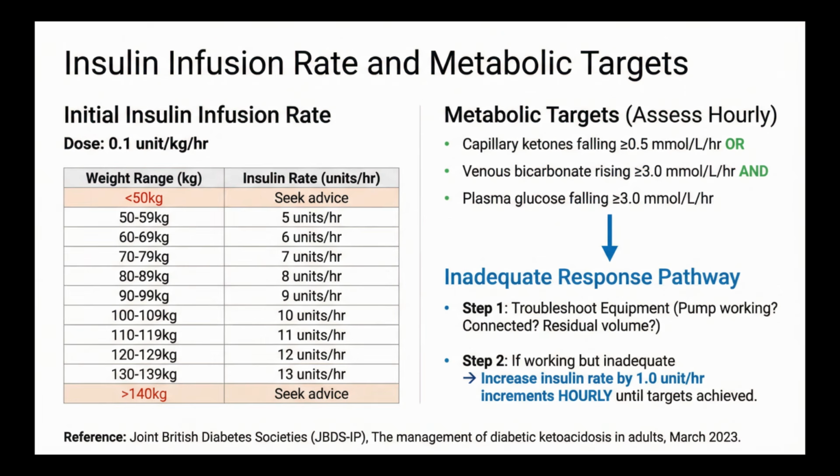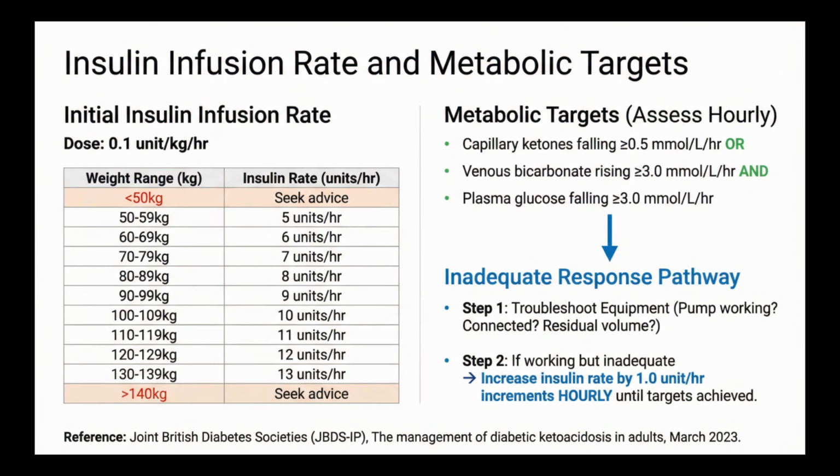For most adults, 50 to 59 kilograms: 5 units per hour; 60 to 69 kilograms: 6 units per hour; 70 to 79 kilograms: 7 units per hour; 80 to 89 kilograms: 8 units per hour; 90 to 99 kilograms: 9 units per hour; 100 to 109 kilograms: 10 units per hour. Patients below 50 kilograms or above 140 kilograms require senior or specialist advice. This is a common MRCP safety detail.